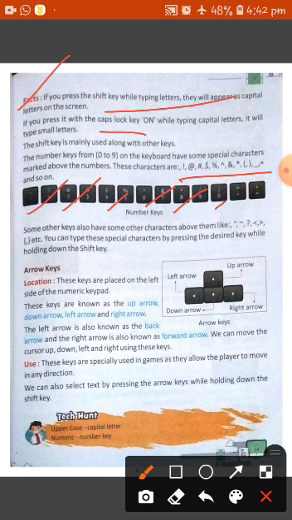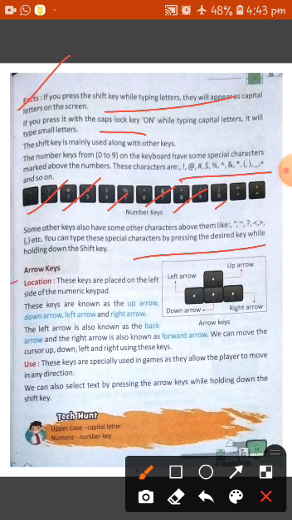So students, some other keys also have some other characters above them, like hash, question mark, greater than, smaller than, brackets. These are some other characters. You can also type these special characters by pressing the desired key while holding down the shift key. So you have to use these characters with shift key.